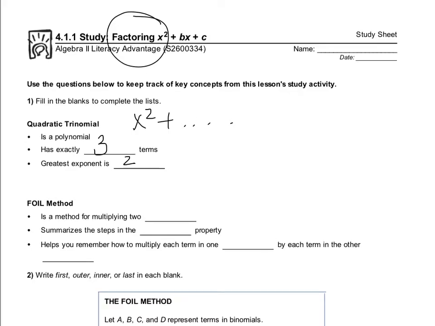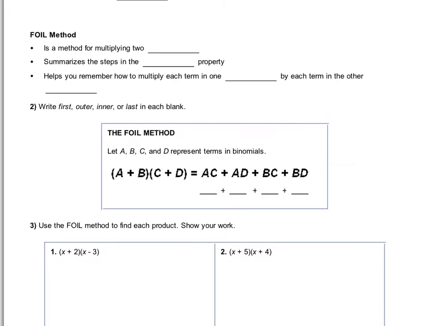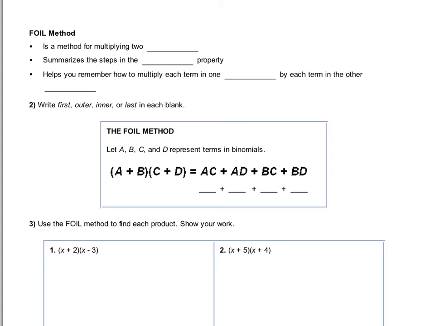So if you think back to what you learned in Algebra 1, you learned how to FOIL, or how to do the box method. This is a method for multiplying 2 binomials. And using the concept of FOIL is just a way to summarize the distributive property. We're going to talk about this in a second, but I need you to have the vocabulary so you can do well on the quiz. And the concept of FOIL helps you remember how to multiply each term in one binomial by each term in the other binomial.